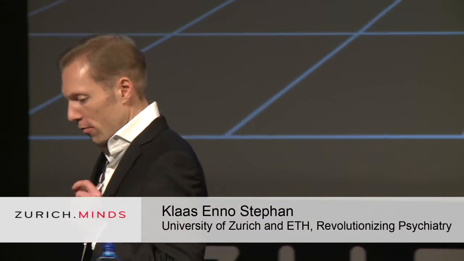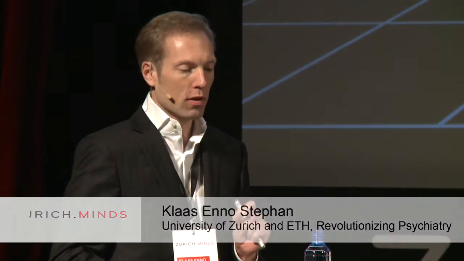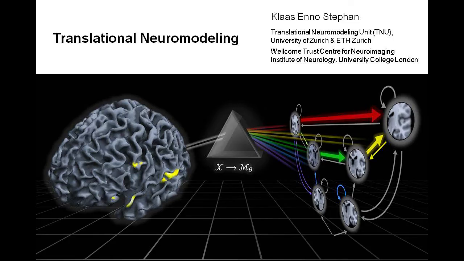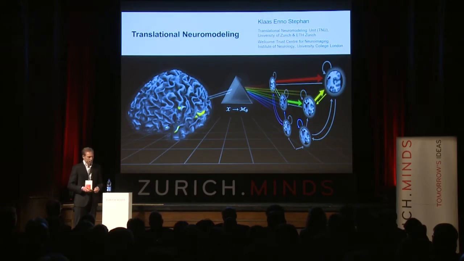So I will tell you about an approach which, as Rolf said, I hope will lead to a revolution in psychiatry. And I've termed this approach Translational Neuromodeling, and this talk is about what this means.